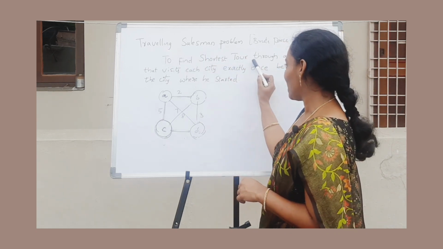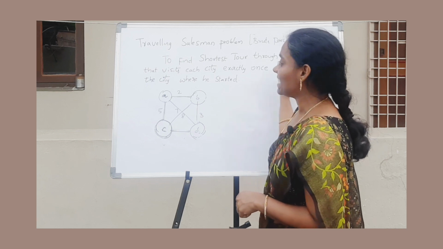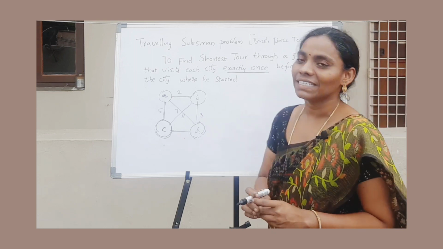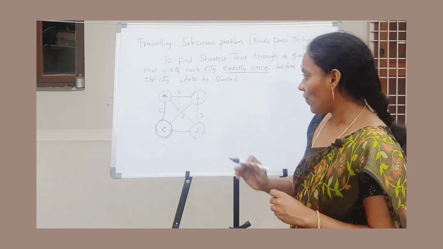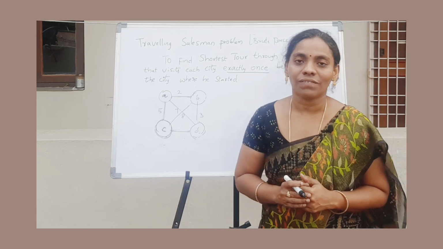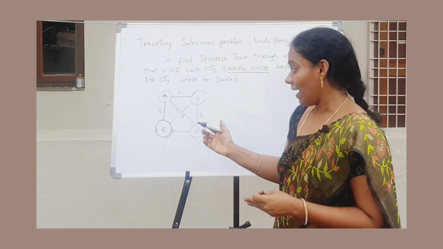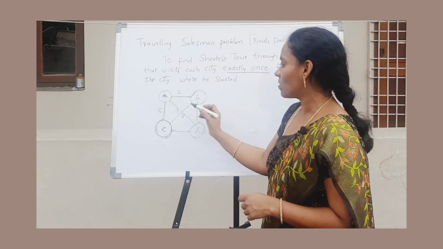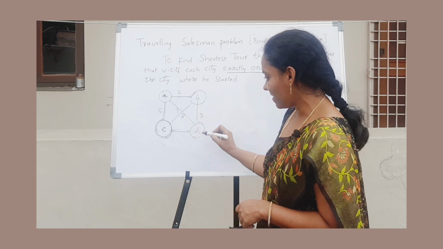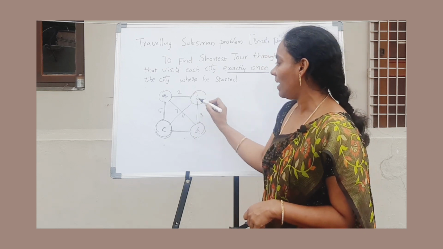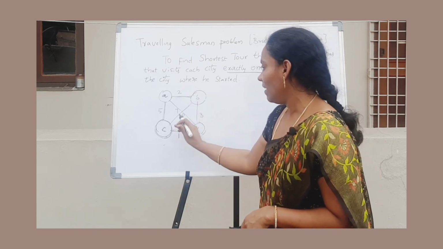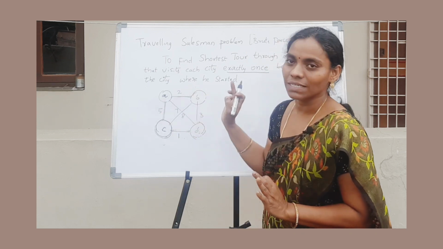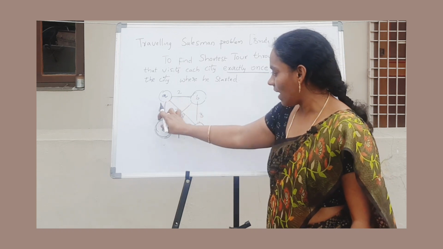We have to find the shortest tour through a given n cities that visits each city exactly once before returning to the city where he started. For this problem, most probably they will give one undirected weighted graph. Why is it an undirected weighted graph? Because I don't have any directions on my edges, and different weights are there. You can see from A to B he is going to travel, it takes 2 as a cost. Like that, each and every edge has some cost.